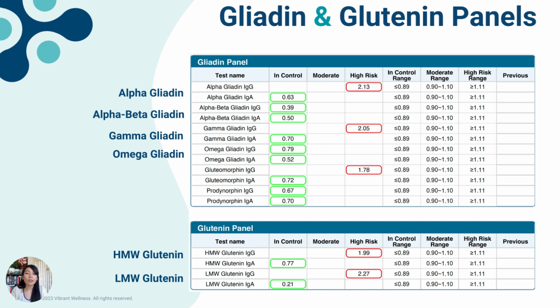High molecular weight is associated with atopic dermatitis, asthma, and wheat sensitivity. Low molecular weight is associated with the same things as high molecular weight, but it also has hives and anaphylaxis on its list. There's no clinical difference in outcomes between antibodies of high molecular weight and low molecular weight glutenin. At the end of the day, if someone's reactive to anything in this panel, a gluten-free diet is recommended.